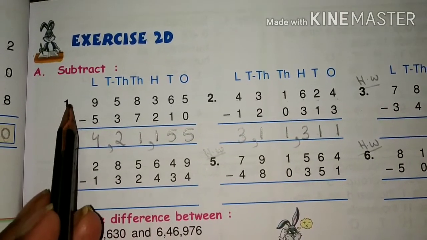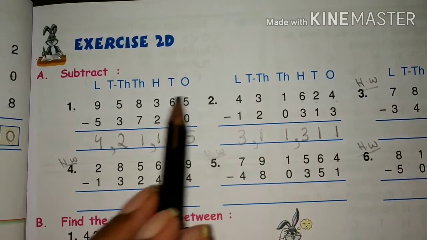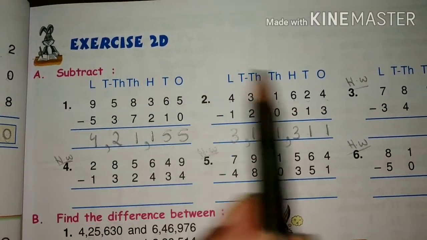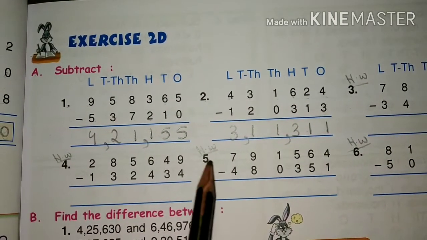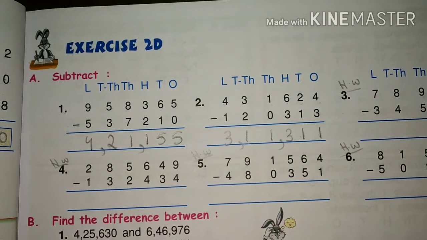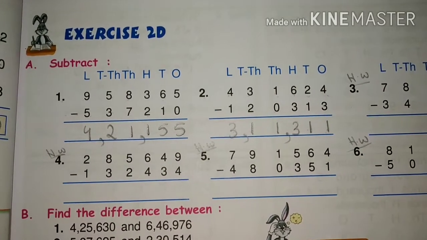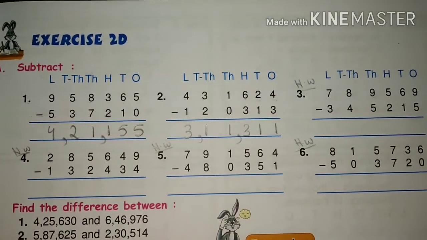Students, first and second question, this I have done for you. Third, fourth, fifth, sixth. Students, this is your homework. This you have to do it on your own.